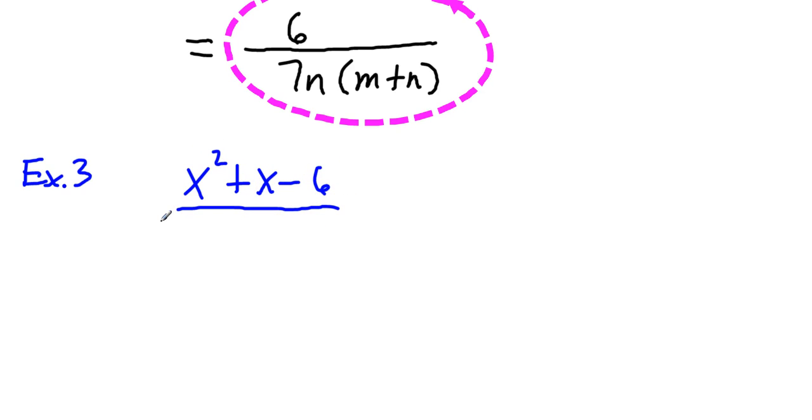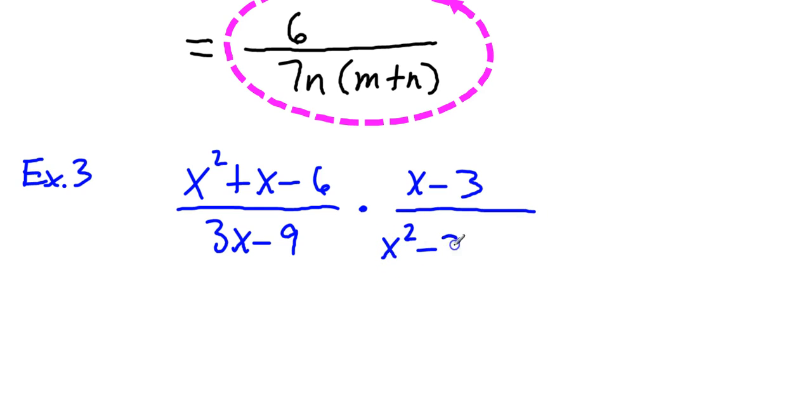Let's go with x squared plus x minus 6 over 3x minus 9, and we'll go times x minus 3 over x squared minus 3x plus 2.